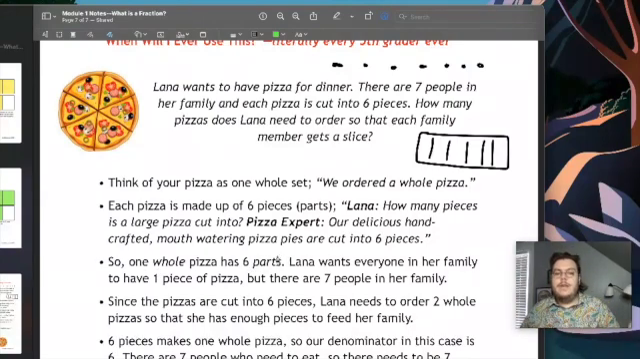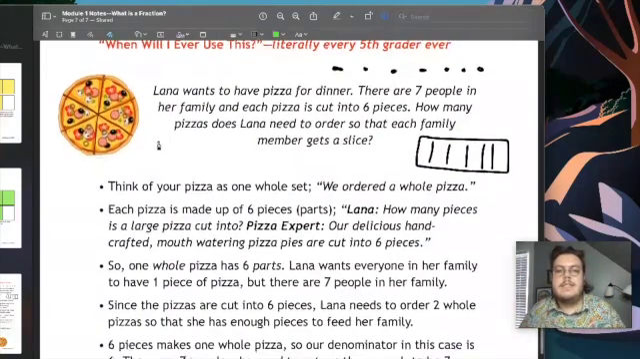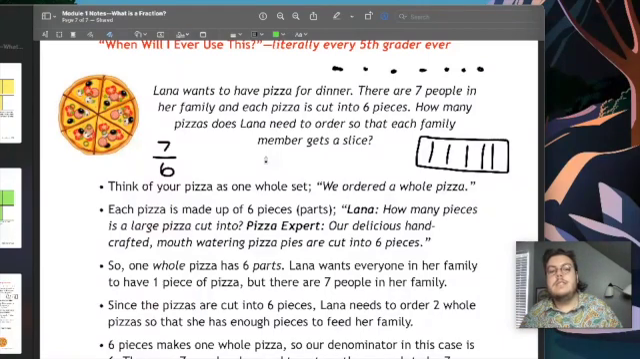Lana wants everyone in her family to have one piece of pizza, but there are 7 people in her family. 1, 2, 3, 4, 5, 6, 7. So that's a problem, right? We want to have 7 parts, but each whole is only made up of 6. We need 7 parts of this pizza, but each whole is made out of 6. So we have a fraction greater than 1.